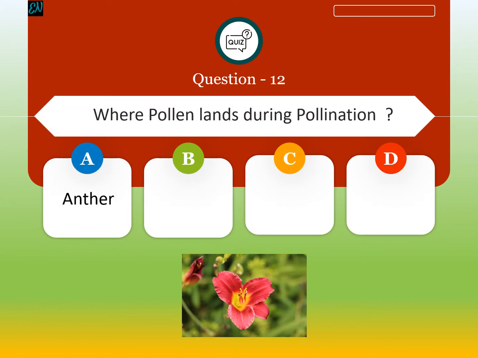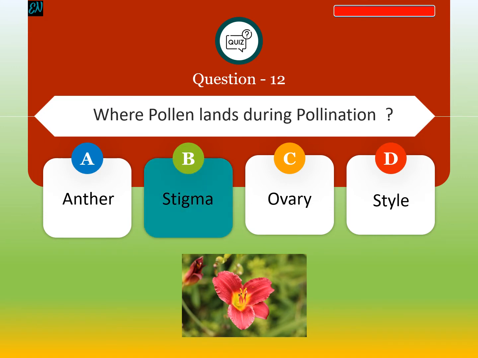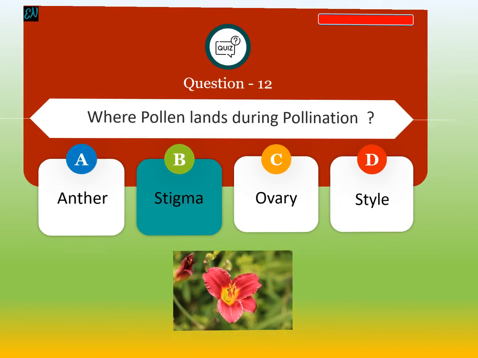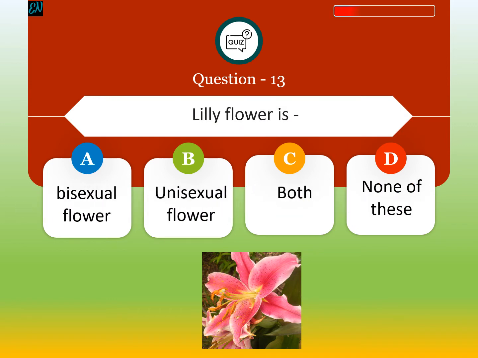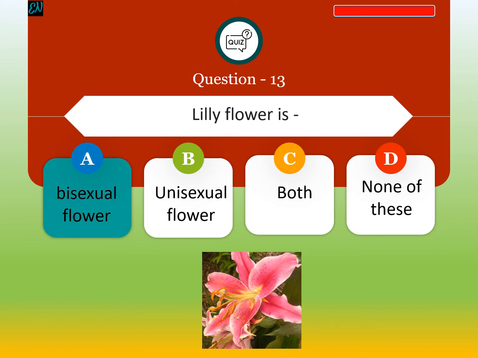Question number 12. Where pollen lands during pollination? Anther, stigma, ovary or style? The correct answer is stigma. Pollen lands during pollination on stigma. Question number 13. Lily flower is which type of flower? Bisexual flower, unisexual flower, both, or none of these. And the correct answer is lily flower is a bisexual flower.